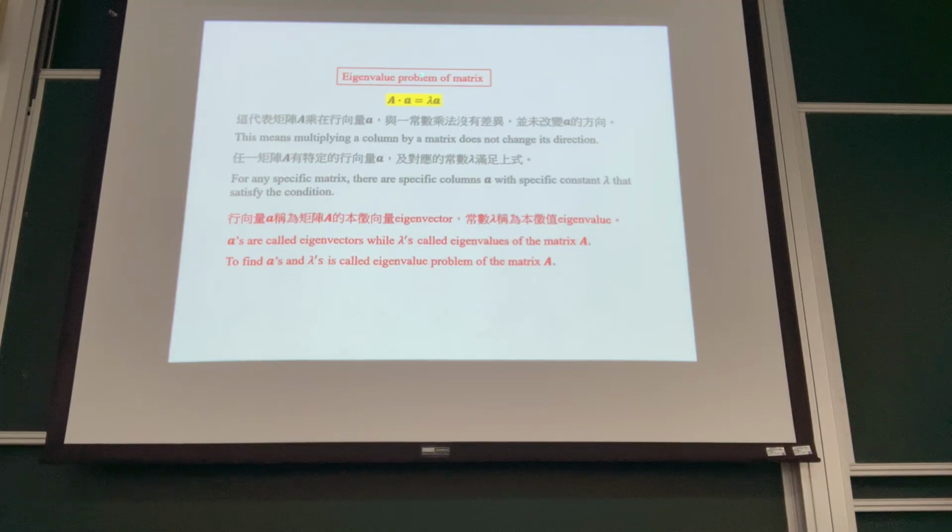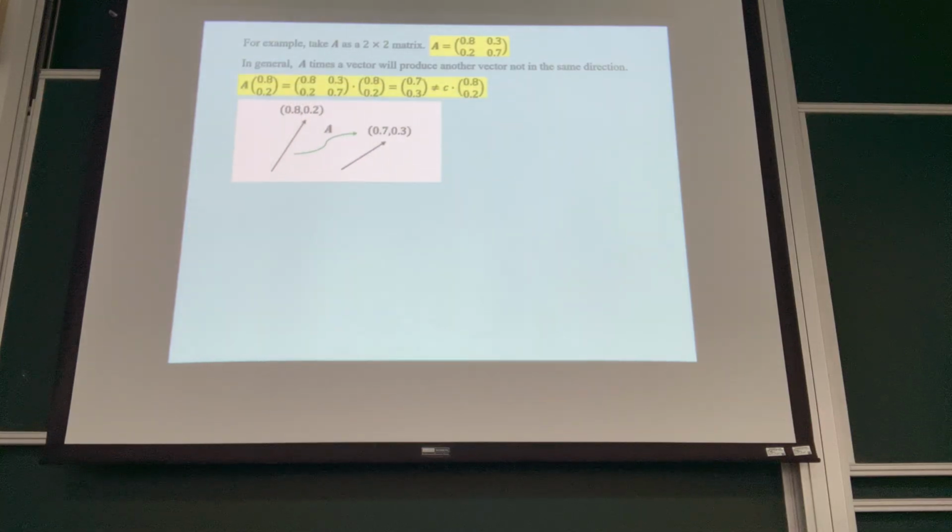A is a column vector, lambda is a value, we call it the eigenvalue, and A is called the eigenvector, by which I mean that the matrix times A is equal to the number lambda times A. Okay, so it has a very, very obvious geometric or diagrammatic meaning.